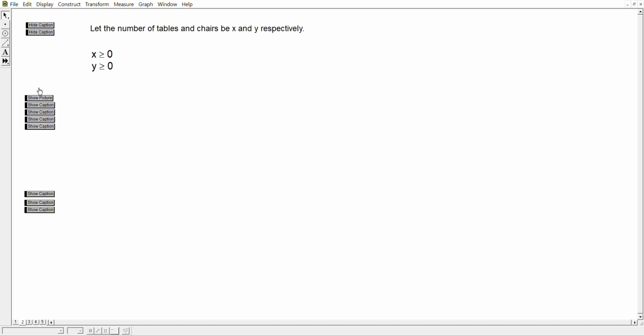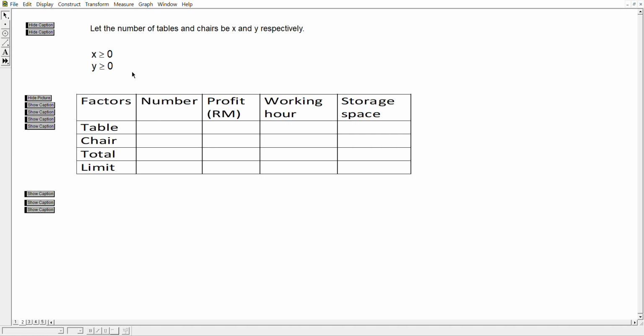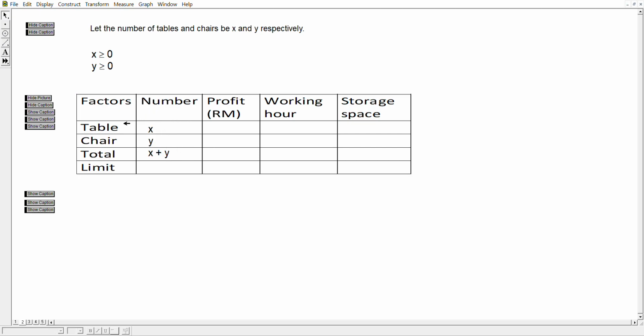The next step, you have to construct a table involving the variables. The table has the factors: number, profit, working hours, and storage space. We have allocated the symbol X for the number of tables and Y for the number of chairs. So here, number of tables X, number of chairs Y, total number X plus Y.